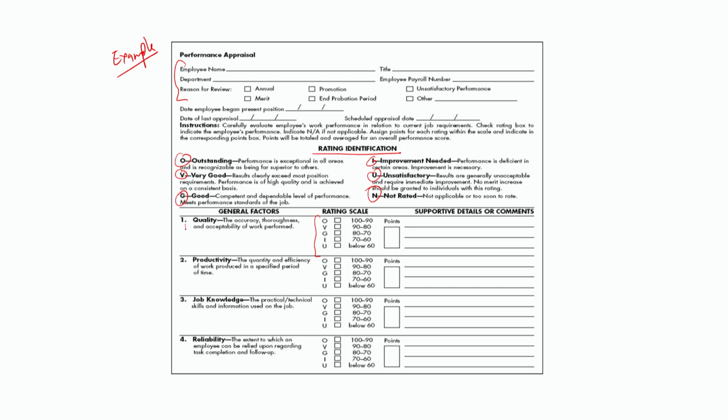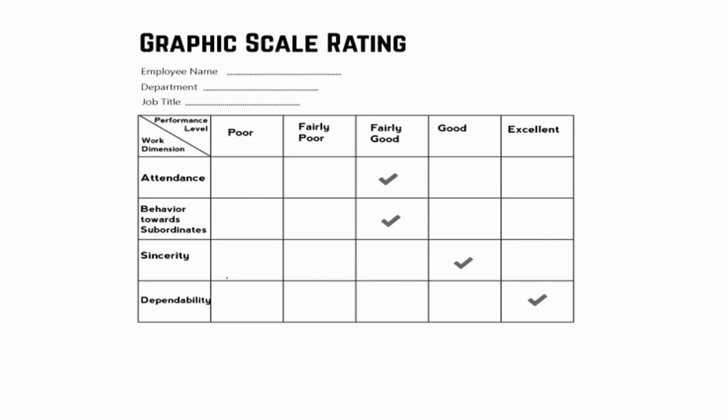And here on the left hand side, different qualities or the factors on which judgment is to be made. So for example, the first is quality, the accuracy, thoroughness and acceptability of work performed by the employee. As a superior, you will try to give him some marks. Maybe if you are giving him marks out of 100, say 72. So 72 will fall in the category of good. So you will tick here and you may write some statements here which support why he deserves 72. So that goes for other factors also like reliability, job knowledge, productivity, etc.